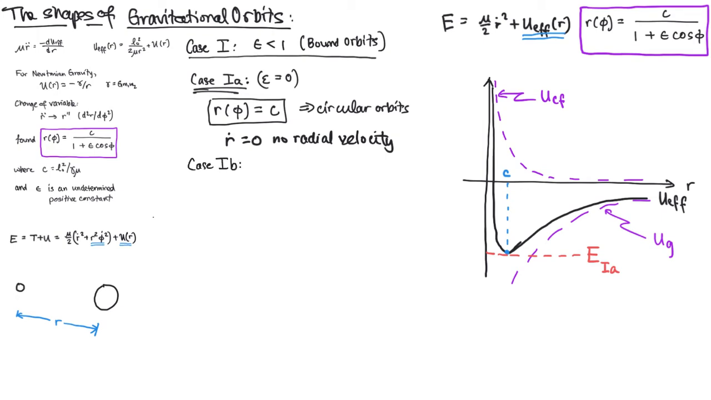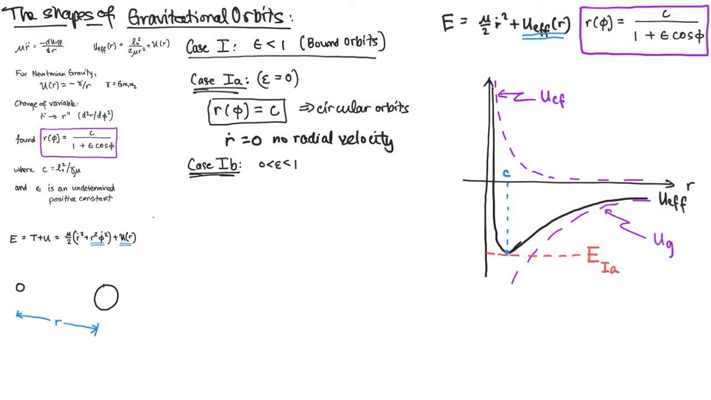And in case 1b, we're going to have epsilon bigger than 0 but less than 1. And this is still the bound orbit scenario. We're still in the case where epsilon is less than 1. So what that means is we're going to have a minimum r and a maximum r. And let's see how that plays out. The minimum r is going to come when cosine phi is the biggest, so that we divide by the biggest number. So the biggest cosine phi can get is plus 1.